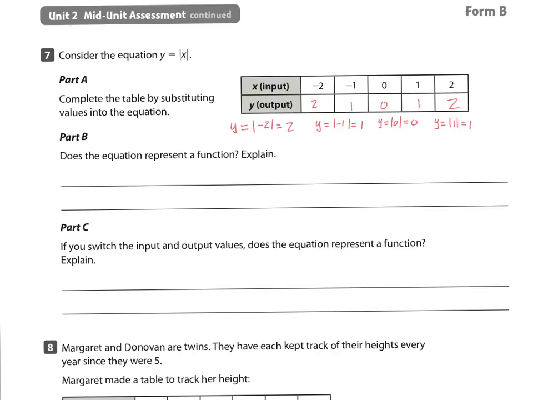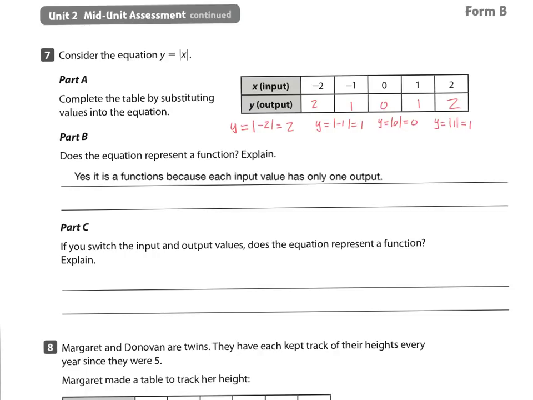And now they're asking you, does the equation represent a function? The only thing you need to look at is your x values and see if they repeat and go into a different output. So -2 goes to 2, -1 goes to 1, 0 goes to 0, 1 goes to 2, 2 goes to 4, which means that the values do not repeat. So yes, it is a function.